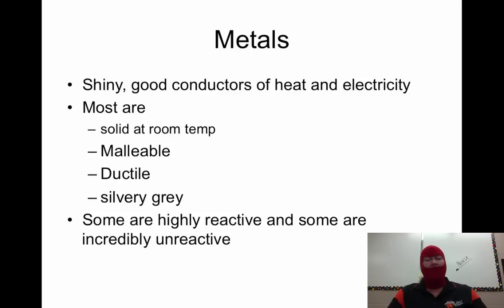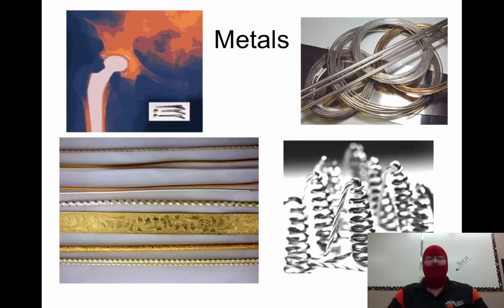Some are very, very reactive, like potassium and sodium and lithium, and some are highly unreactive, such as gold. That's one thing that makes gold such a metal used in jewelry, because it's very durable and it doesn't corrode very easily. Here are some samples of some metals.